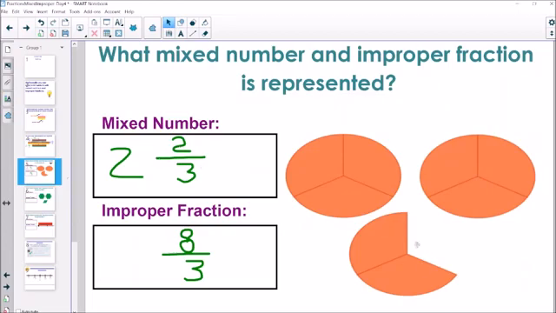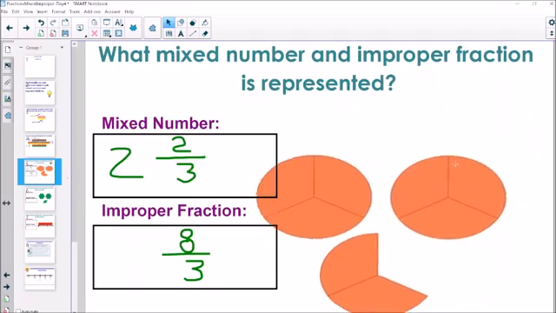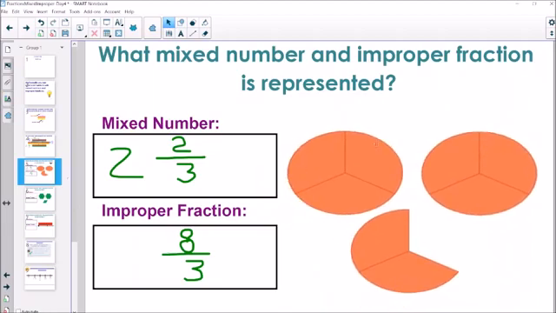So my 2/3 are what you see here. We have 2 pieces, but to make 1, we need a total of 3. That's my denominator. So this picture, if we were to write it as a mixed number, we would write 2 and 2/3 because we have 2 completely filled in, and then we have 2 out of 3 pieces left over.